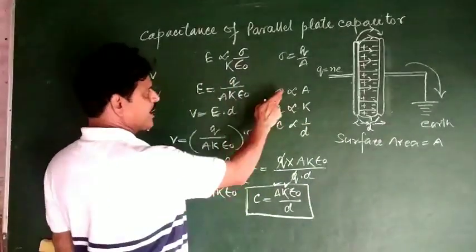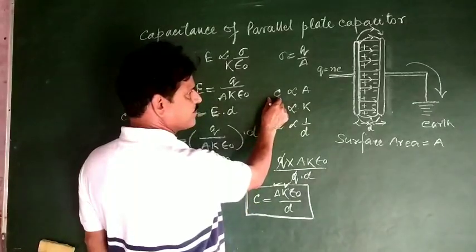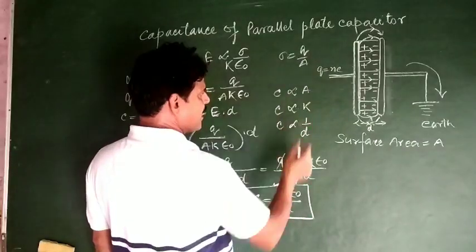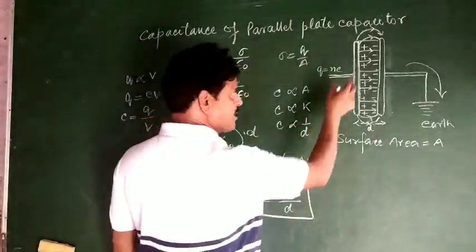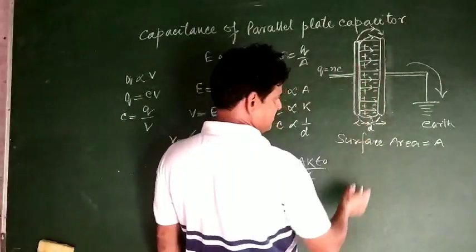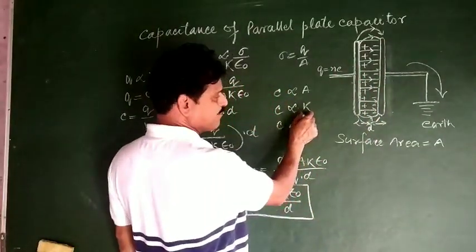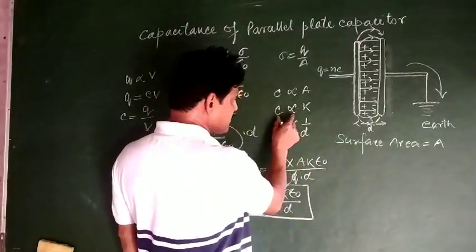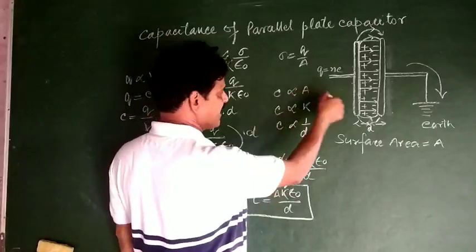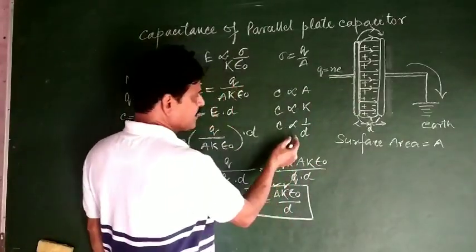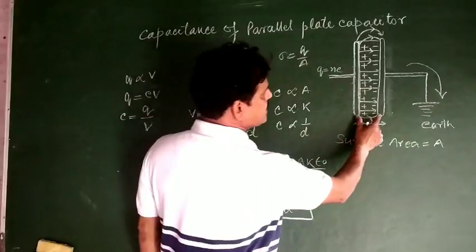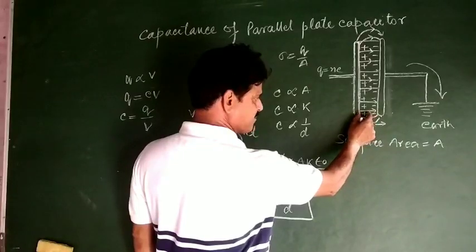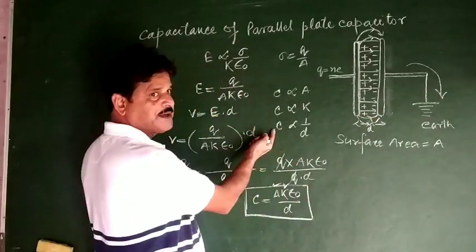So, to get a greater capacitance, we have to use a plate with greater surface area, or we have to put in a medium with greater dielectric constant, such as mica, wax, paper, etc. We can raise the capacitance of the device, and if we reduce the separation between the plates, the capacitance will be raised.